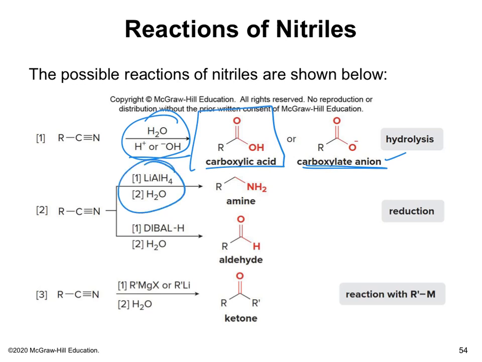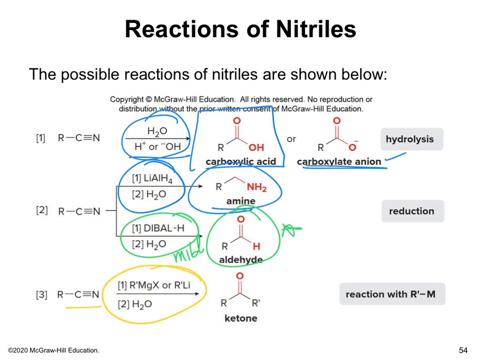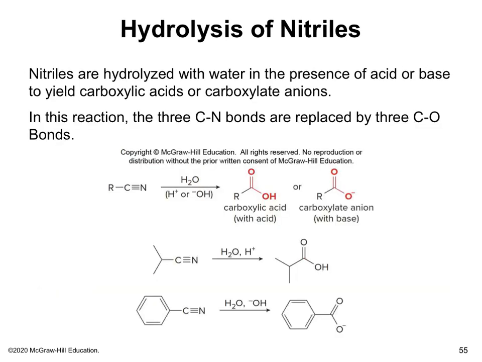Lithium aluminum hydride will make the amine. This is important: DIBAL-H is mild and will stop at the aldehyde, okay? And then your Grignards will add to a nitrile to make a ketone. And so this is showing you carboxylic acid. So if you have some nitrile and acid and heat, you can convert that to a carboxylic acid.